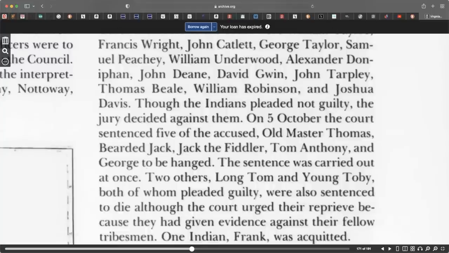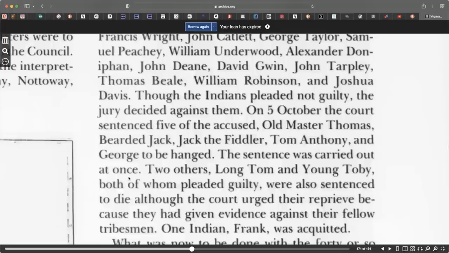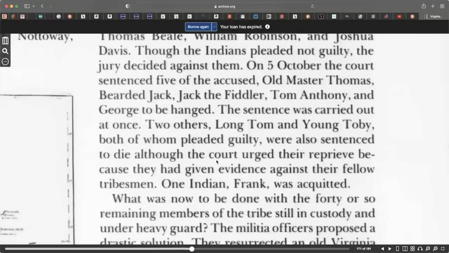Nothing's changed, right? The sentence was carried out at once, right away. So as soon as they got charged, they went right outside. They hung them. 2 others, Long Tom and Young Toby, both of whom pleaded guilty, were also sentenced to die, although the court urged their reprieve because they had given evidence against their fellow tribesmen. They had snitched, huh? Did they beat them and force them to plead guilty and also snitch? For some reason, this is starting to sound like the Tituba Salem witch trials to me. Somebody being forced, right? 1 Indian, Frank, was acquitted.